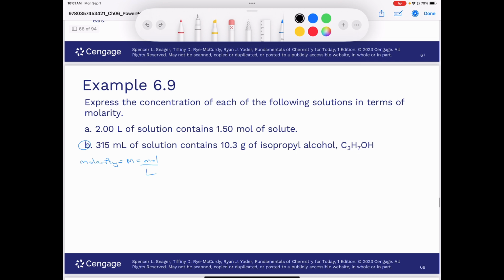So let's start with the 10.3 grams of isopropyl alcohol, C3H7OH. And we know that in 1 mole of C3H7OH, we have how many grams? So let's just tally it up quickly. If we have 3 carbons, remember carbon has a molar mass of 12.01 grams per mole. So we take 12.01 grams per mole and multiply that by 3. Hydrogen has a mass of 1.01 grams per mole. We multiply that by 8, right? We have 7 plus 1 gives us 8.